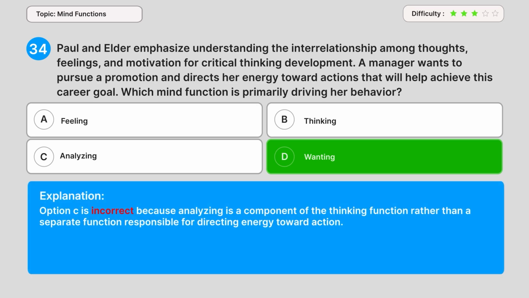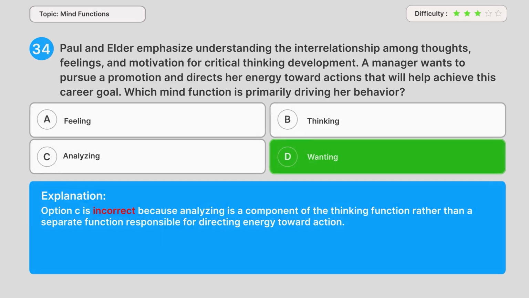Option C is incorrect because analyzing is a component of the thinking function rather than a separate function responsible for directing energy toward action. A manager wants to pursue a promotion and directs her energy toward actions that will help achieve this career goal. Which mind function is driving her behavior?